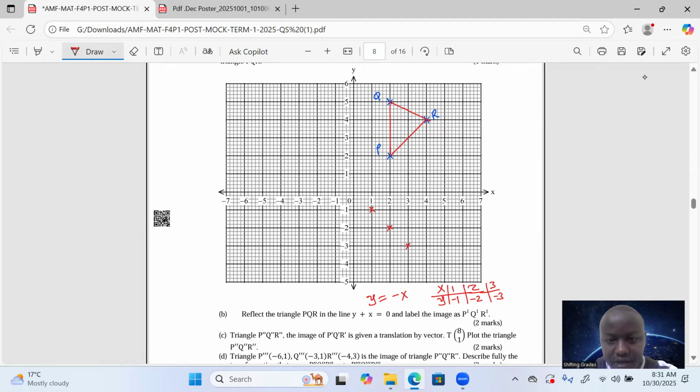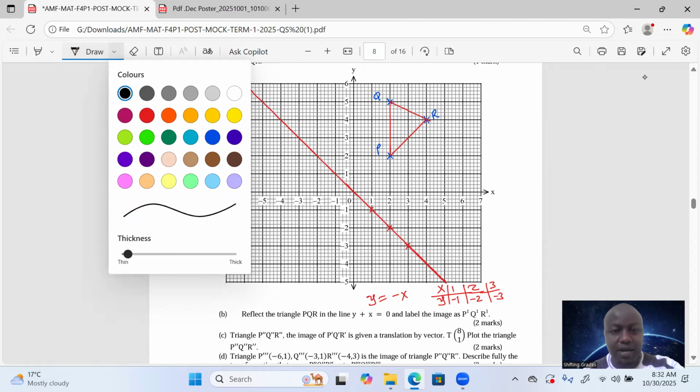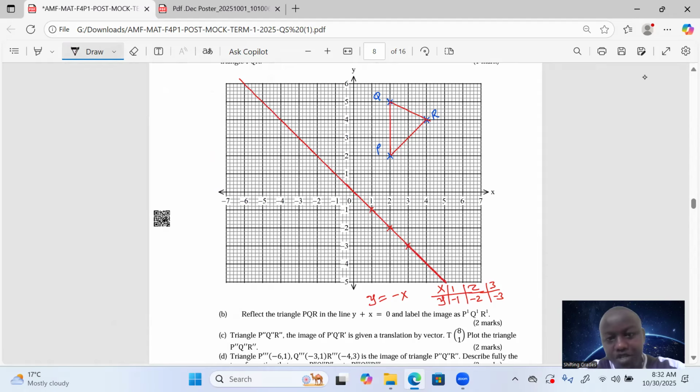Without the mirror line, you cannot reflect, because a mirror line is what defines a reflection. Then how do we reflect? We join every point to the mirror line perpendicularly. Then we move an equal distance to the other side for us to get the image. For example, if it's P, we connect P, then we move an equal distance to the opposite side.